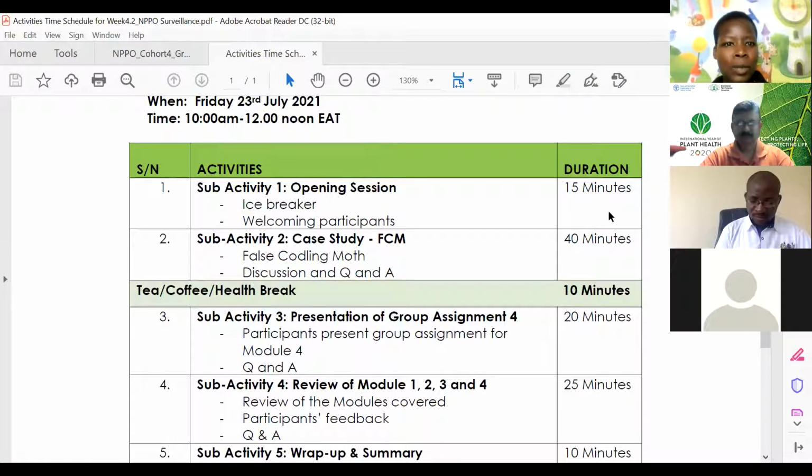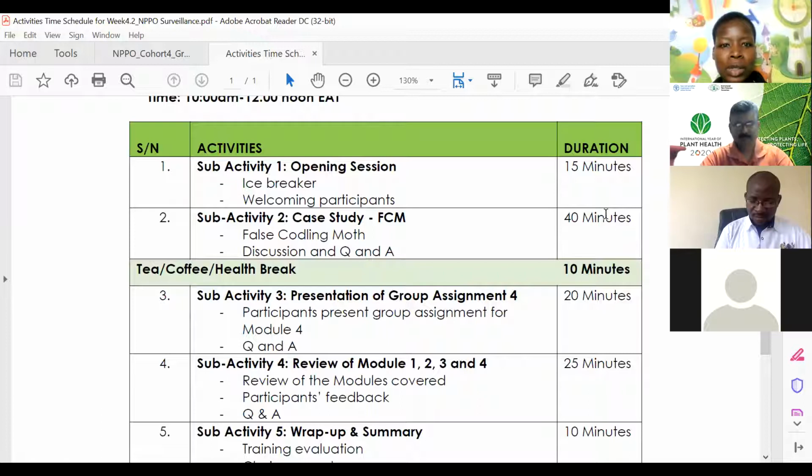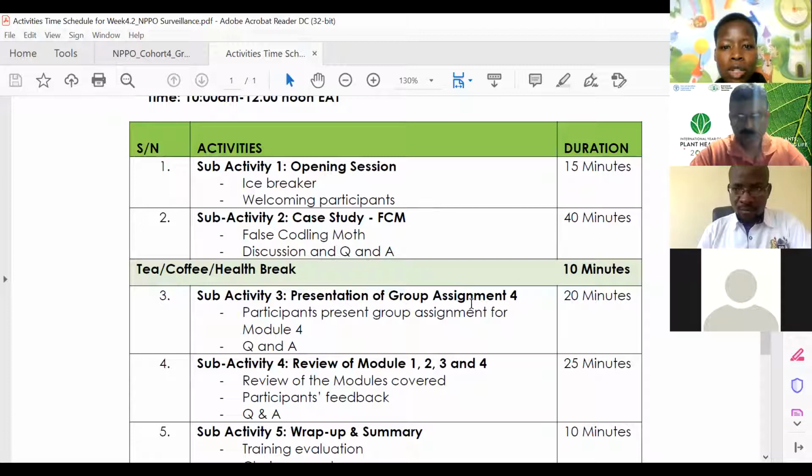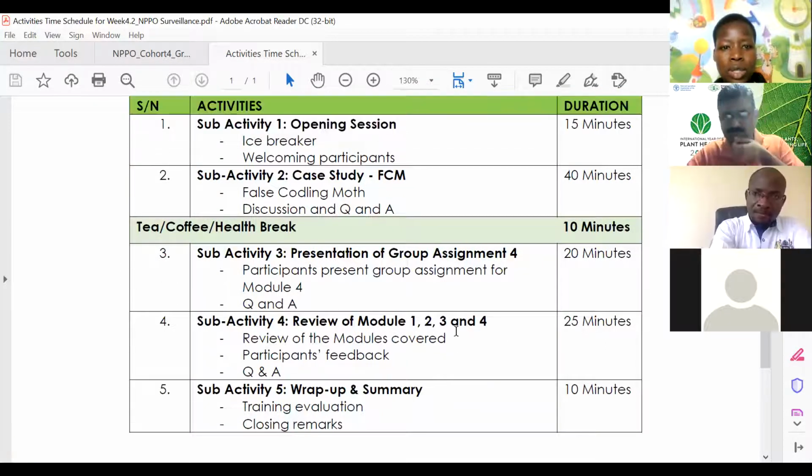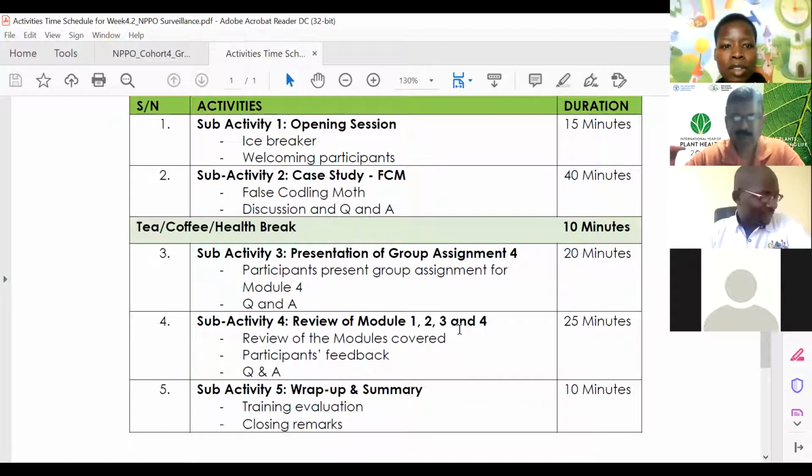Okay, so I hope you can see my screen. For today, we've already done the first activity, but in the interest of time, we will not do the icebreaker. We are going to sub-activity 2, where we are doing a case study on FCM, the False Codling Moth. Grace will lead us through this, and then we have a break of 10 minutes. Then we have the presentation of group assignment 4, and then we'll review modules 1, 2, 3, and 4, because this is our last session, and then we end our meeting. So welcome, Grace, for the presentation on the case study of the false Codling Moth.